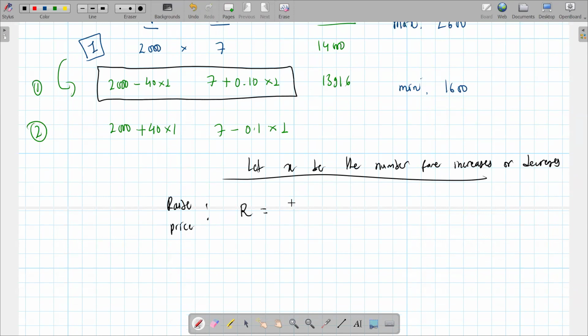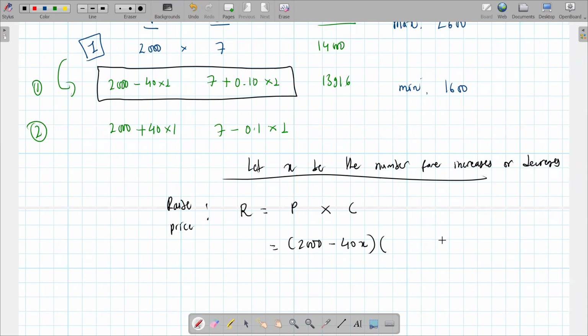Revenue is always passengers times cost. How many passengers? 2,000 minus what? 40 what? X. Because this can be 40 times 2, 40 times 3, 40 times 4, right?